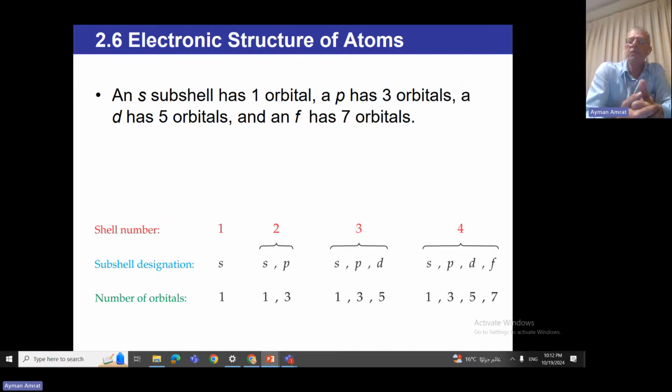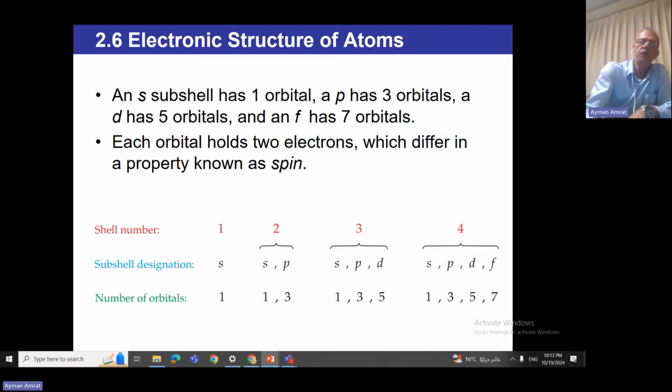Shell number 4, or the fourth shell, contains subshells s, p, d, and f. s with 1 orbital, p with 3, d with 5, and the f subshell has 7 orbitals. Total electrons: 2 in s, 6 in p, 10 in d, and 14 in f. Total: 14, 24, and 8, 32 electrons can occupy the fourth shell.